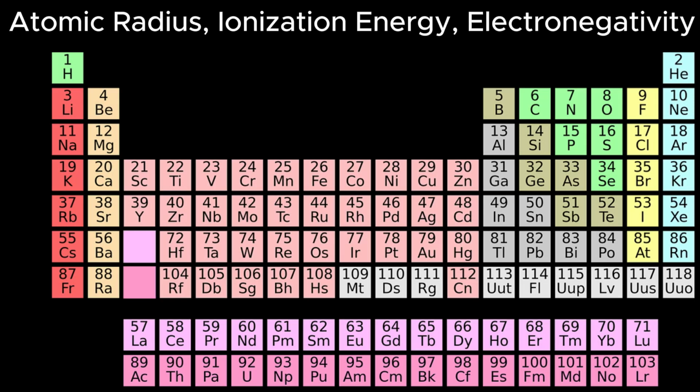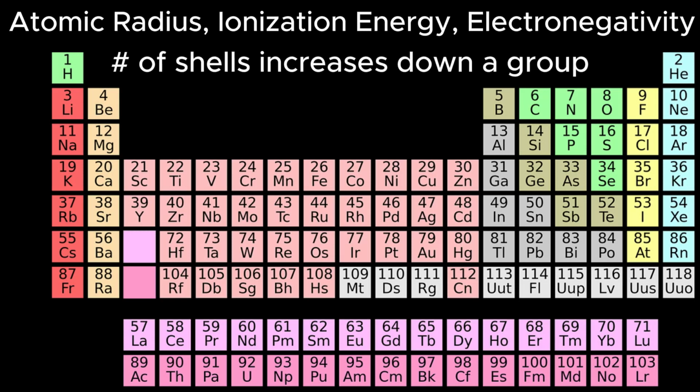Well, down a group, we're adding more shells. So hydrogen has one shell, lithium has two shells, and so on. The distance from the nucleus to the outermost shell must increase because we're adding more shells. Now, what about across a period, left to right? A period is just a horizontal row in the periodic table.